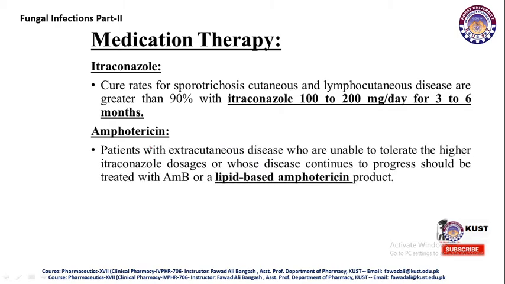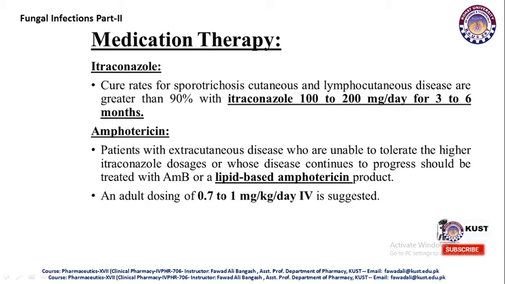Amphotericin B: patients with extracutaneous disease who are unable to tolerate the higher itraconazole dosage or whose disease continues to progress should be treated with amphotericin B or a lipid-based amphotericin product. Itraconazole is very effective against sporotrichosis. An adult dosing of 0.1 to 1 milligram per kg per day IV is suggested.